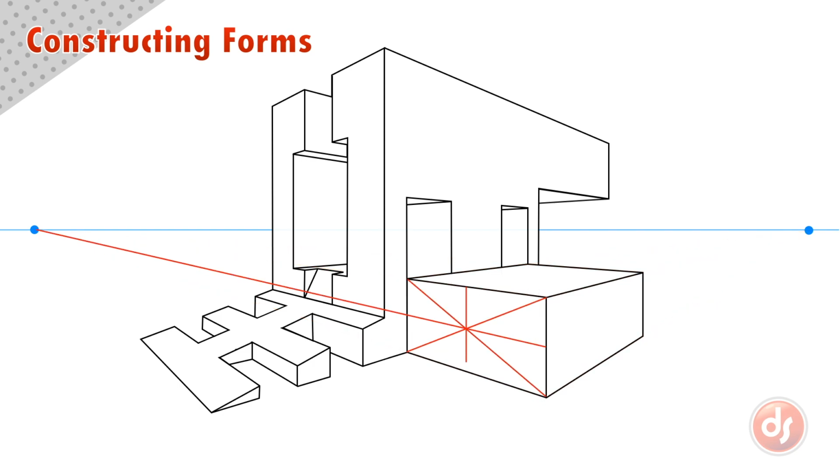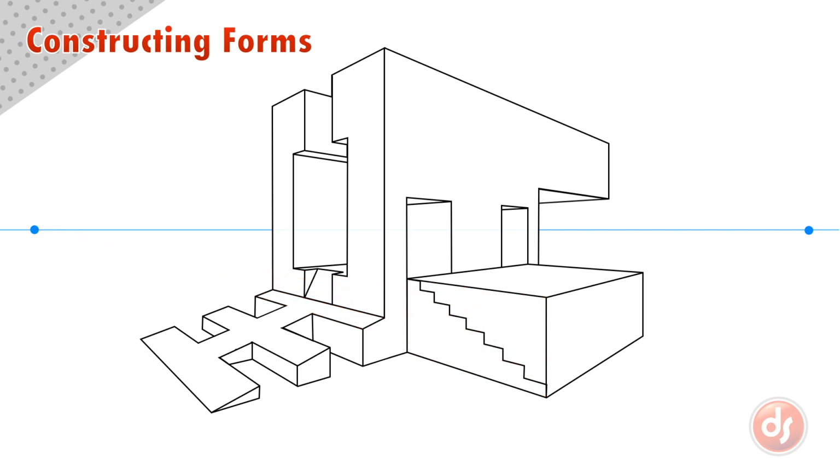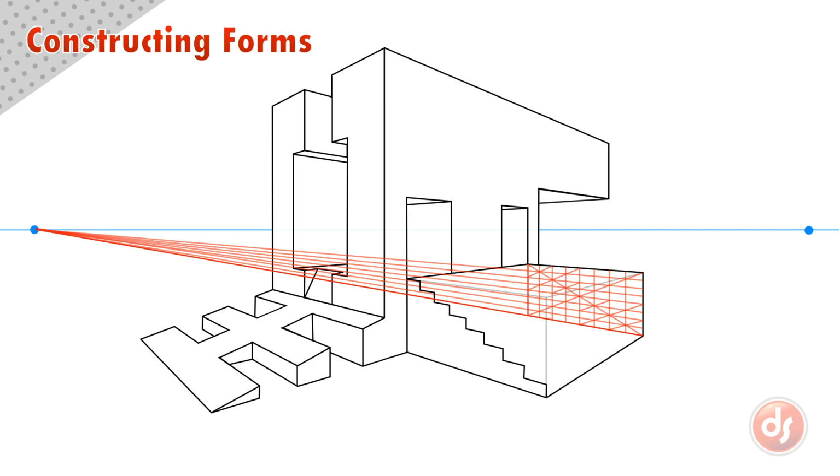We keep dividing until we have the number of stairs we want. Each division across the plane represents one step. Now we draw the rise and run of the steps to the ground. Then we can find the back plane of the box and repeat these divisions to get the same rise and run steps in perspective.